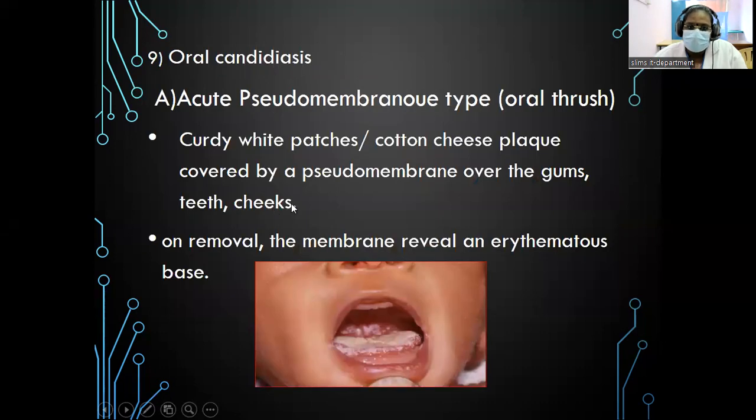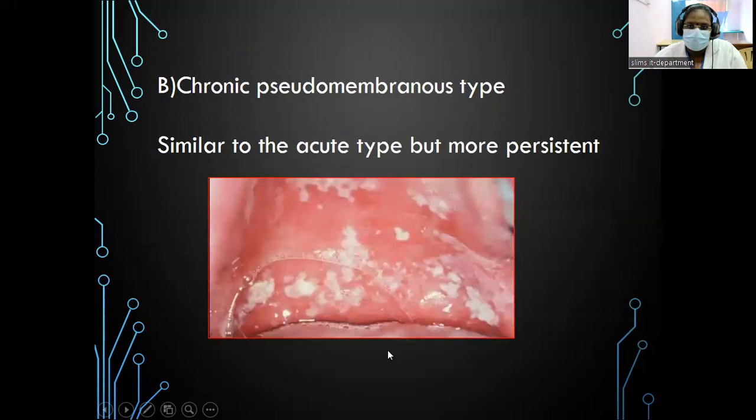Acute pseudomembranous candidiasis is characterized clinically by curdy white patches or cottage cheese plaques covered by a pseudomembrane over the gums, teeth, or cheek. On removal, the membrane reveals an erythematous base. The chronic pseudomembranous type is similar to the acute one, but more persistent.